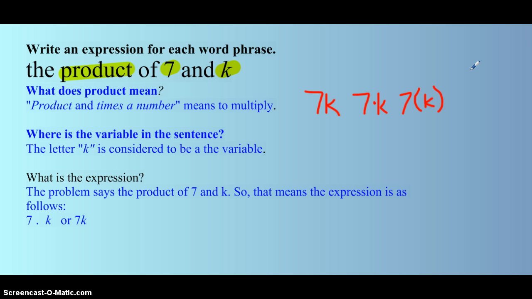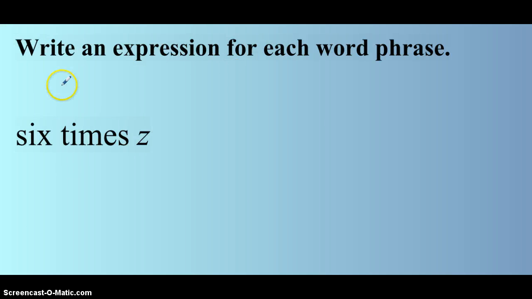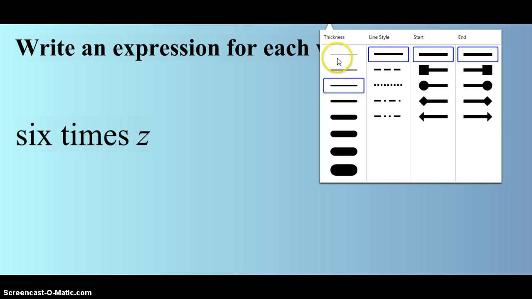So what we're going to do is we're going to do some examples in your notebook that look like these. So if you already copied this one down, great, but you didn't have to. Let's go through some examples and let's make sure you write these down. So I want you to write down this one in your notebook. It says 6 times z. If you need to pause, go ahead, pause and do whatever you need to do.